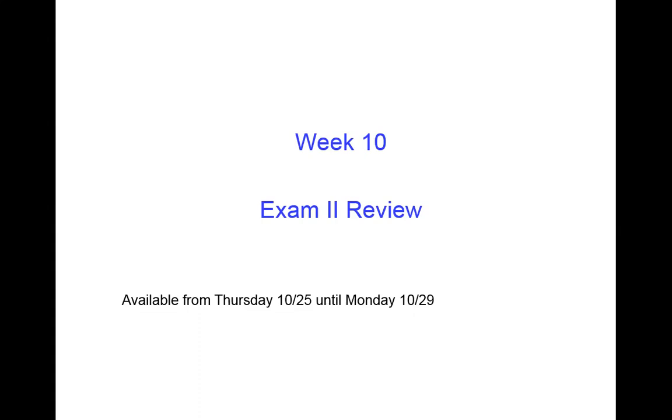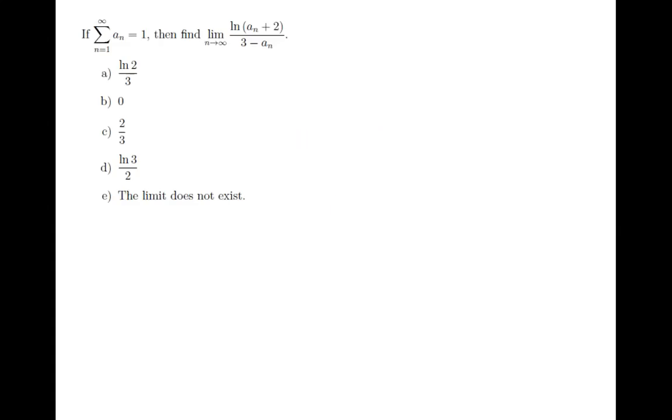If you have any question, you may always use the chat box. My question number 1 is this one. If the infinite series of a sub n equals 1, then find the limit as n goes to infinity of the expression natural log of a sub n plus 2, all over the quantity 3 minus a sub n. What do you think? It's a quite nice and quick question if we know the concept. Which answer is good? I can give you a few seconds.